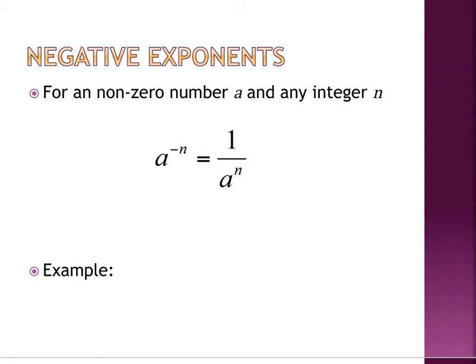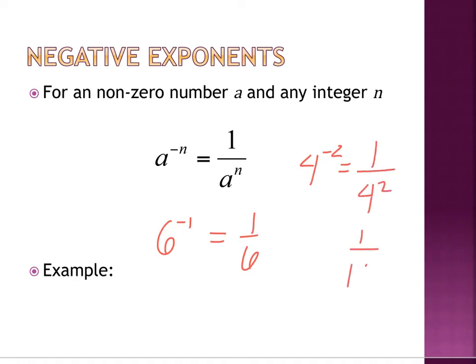For instance, if I have 6 to the negative 1 power, that's 1/6. If I have 4 to the negative 2 power, that's 1/4 squared, which is 1/16, right? 4 times 4 is 16. So, again, it forces it into the basement, is what I like to say.